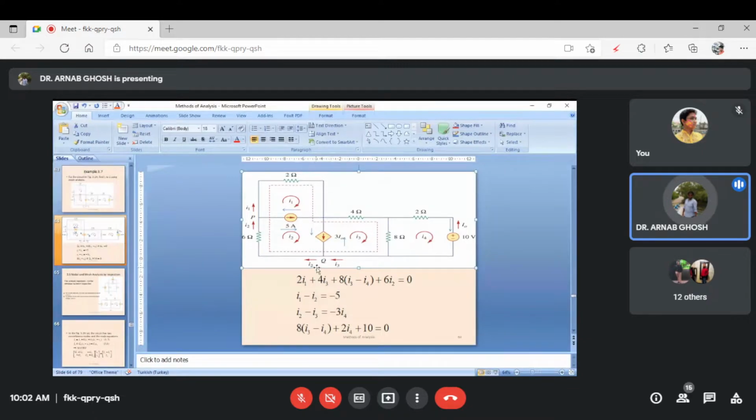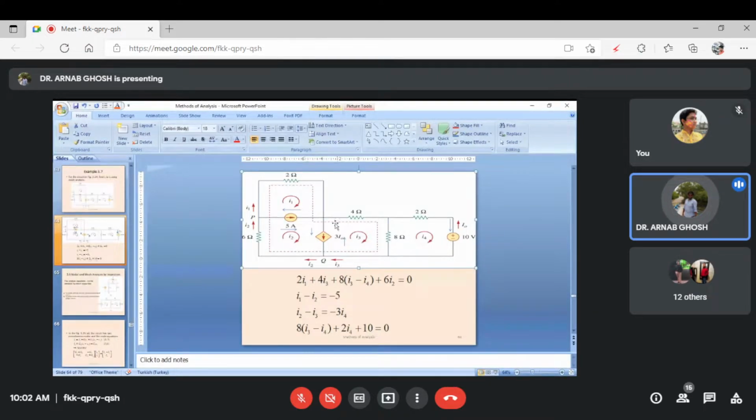Okay. When I am writing I2 minus I3, this will be equal to 3I0, and 3I0 means I0 is minus I4, so it is minus 3I4. And 8 into I, and this equation, the last equation, is for this portion of the loop. Okay, 2I4 flowing from this plus 10 into 8I4 minus I3, and this is for this entire loop.